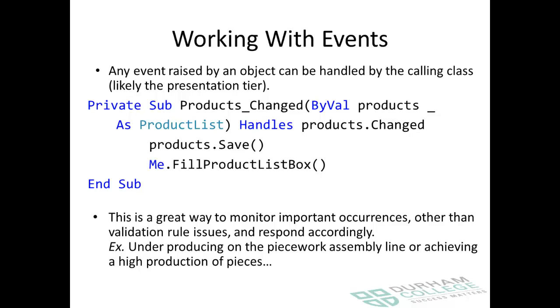Thinking about the business logic and business process that your application is being designed to support, working with these custom events as part of your business objects is a great way to monitor those important occurrences or important triggers that go beyond validation rule issues in terms of piecework underproducing on the piecework assembly line or achieving a high production of pieces. So having those custom events that become part of your application is a great way to further support the business process and the business rules that encompass that process.